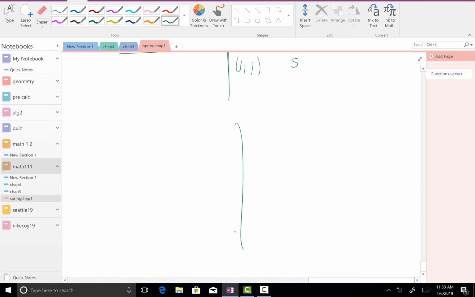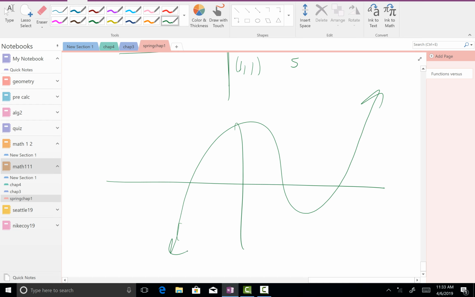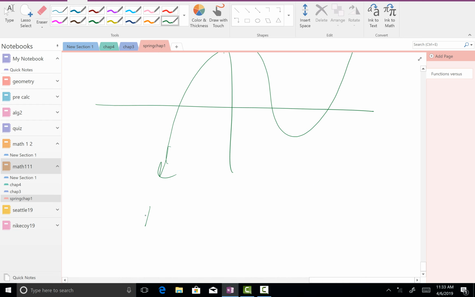Last thing. Intervals of increasing and decreasing. Well, this is the second to last thing, but the other last thing is pretty quick.